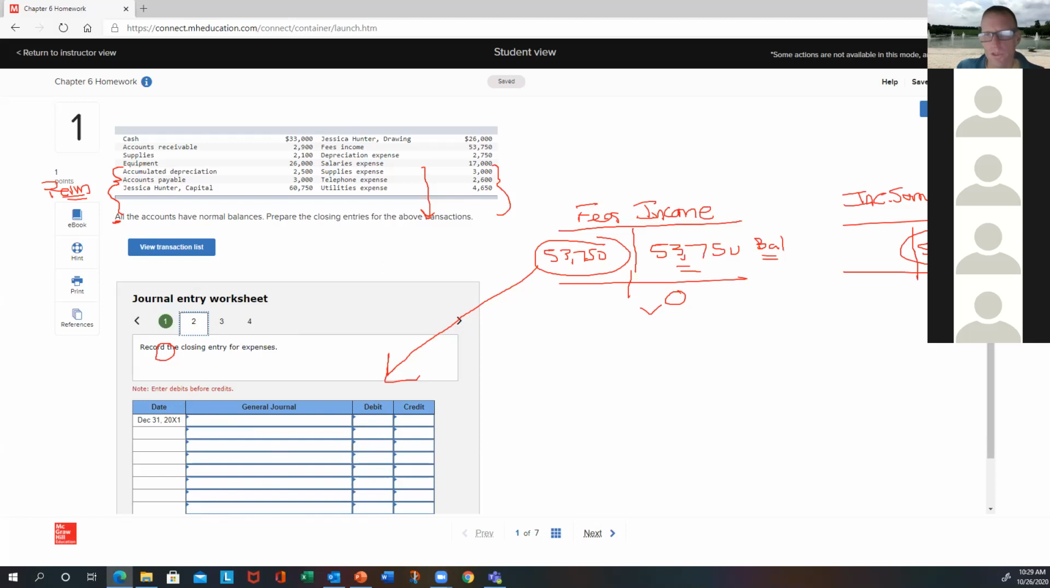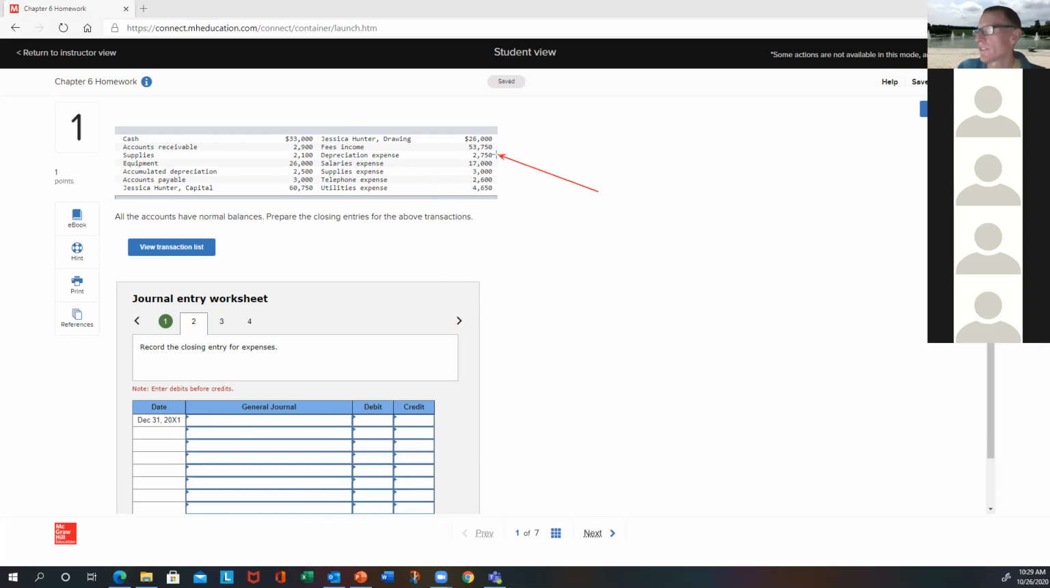Okay, so the second entry then is going to be a compound entry. What we're going to be dealing with is just the expense accounts. Looks like we've got depreciation, salaries, supplies, telephone, and then utilities. These are pretty easy to remember. You just look for the word expense. There's no tricks about this one. So we've got 5 expense accounts, and all these amounts we're going to be putting into income summary.